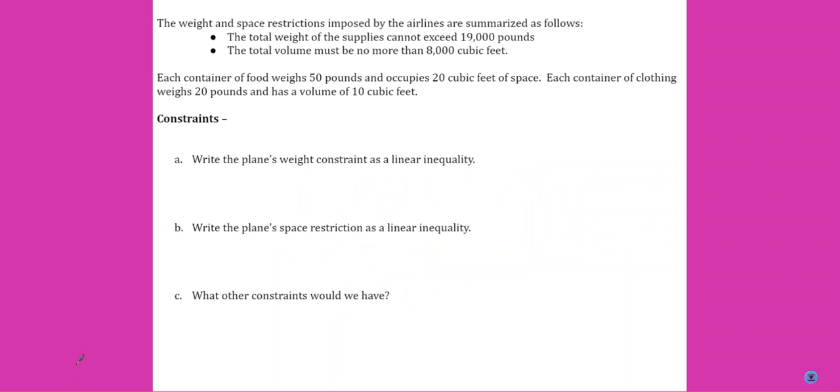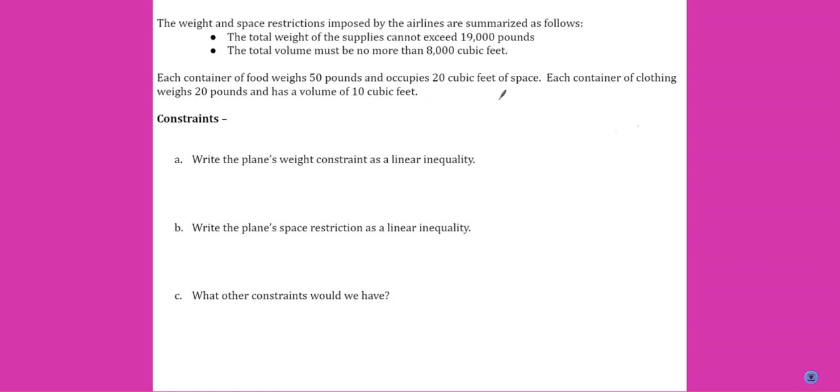Next, it tells us some restrictions, because we can't just load up the plane with as much stuff as we want. We have limits on how much weight and how much space there is on the plane. So the weight and space restrictions imposed by the airlines are summarized as follows. The total weight of the supplies cannot exceed 19,000 pounds, and the total volume must be no more than 8,000 cubic feet. Each container of food weighs 50 pounds and occupies 20 cubic feet of space. Each container of clothing weighs 20 pounds and has a volume of 10 cubic feet.